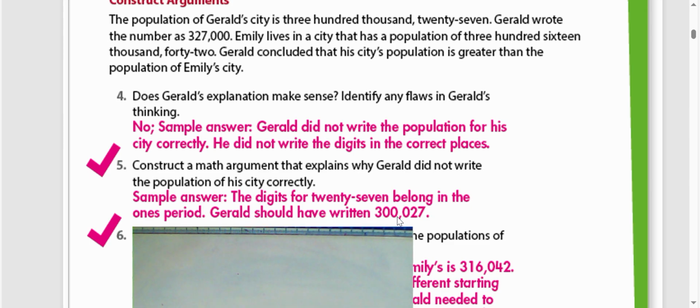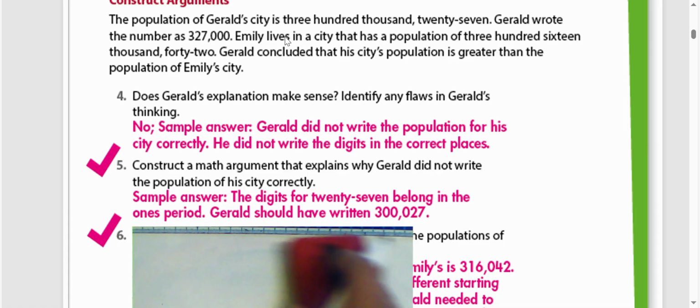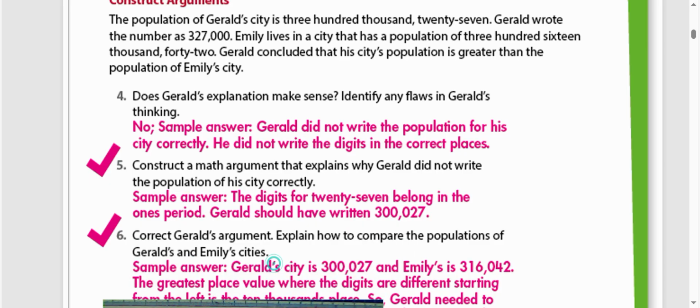He wrote it not correctly. Why? Because the digit for 27 belongs to the ones period. Then it must be right: 300,027. This number we call it 300,027, but he wrote 327,000. It's wrong. Understood? Next question, number 6.